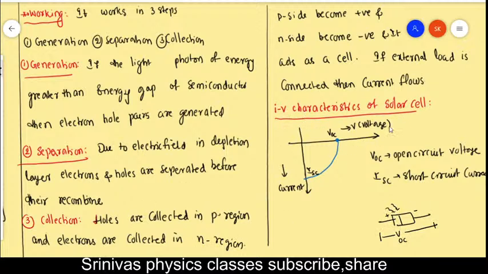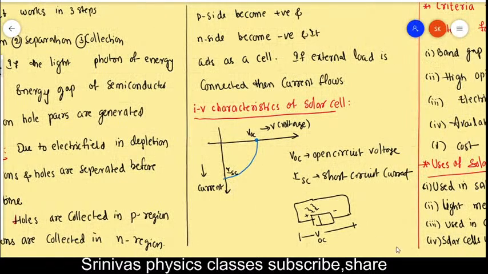IV characteristics of the solar cell, you remember this graph. Current is taken on the y-axis, voltage on the x-axis. In the open circuit, current will be zero and voltage will be maximum. When you short circuit this diode, at that moment current reaches the maximum and potential becomes zero. Here VOC indicates the open circuit voltage, ISC indicates the short circuit current.